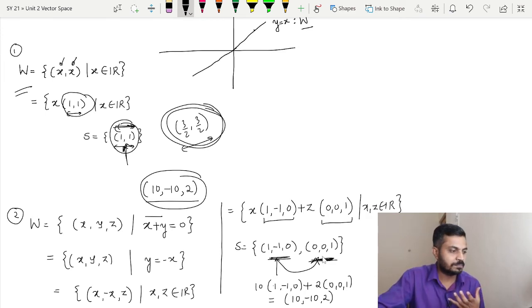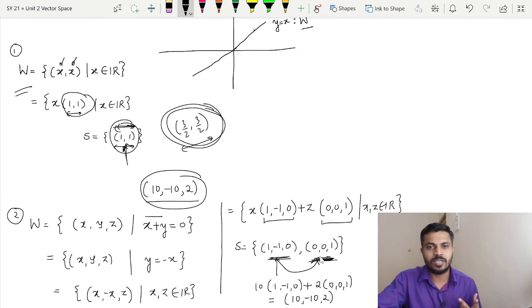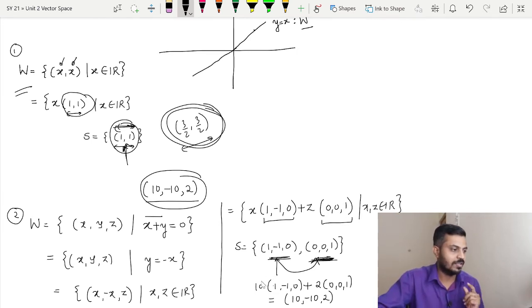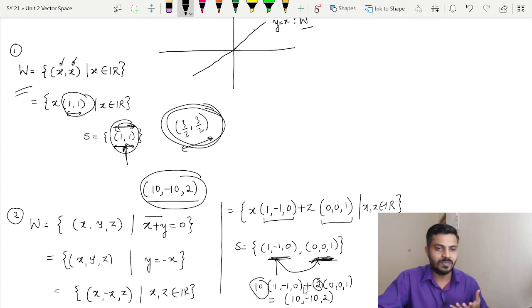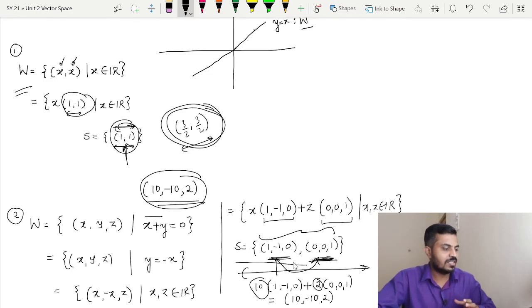But in this case our set is containing two vectors, so we will take the linear combination of those two vectors. As you can see, I have chosen my scalars to be 10 and 2, and actually this is nothing but the linear combination of these two vectors, right? And by doing certain calculations I got this vector. Okay, so this set actually generates our W. So this is the meaning of the generating set.